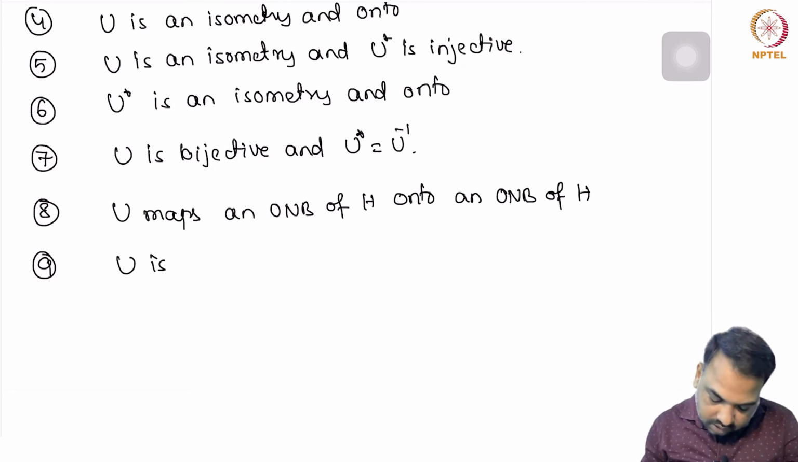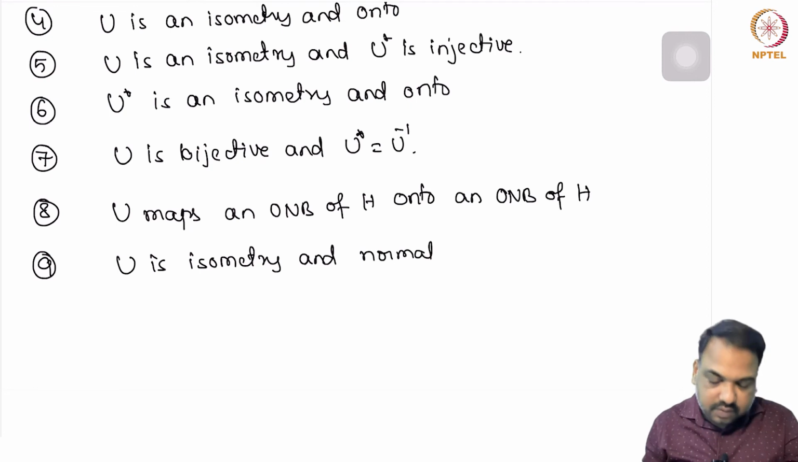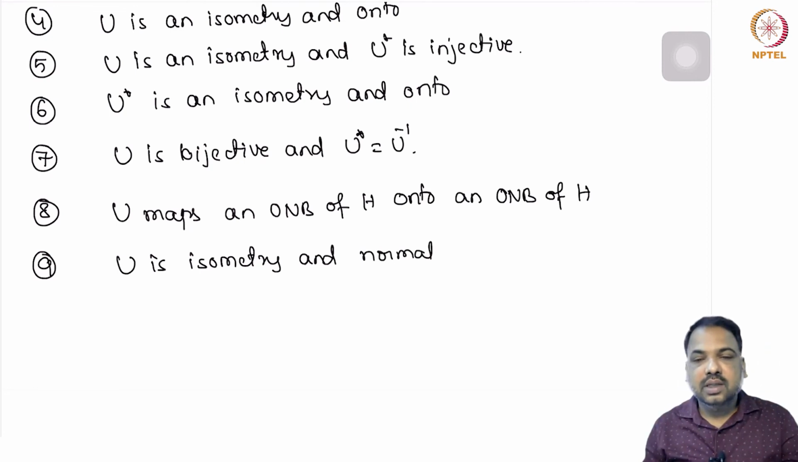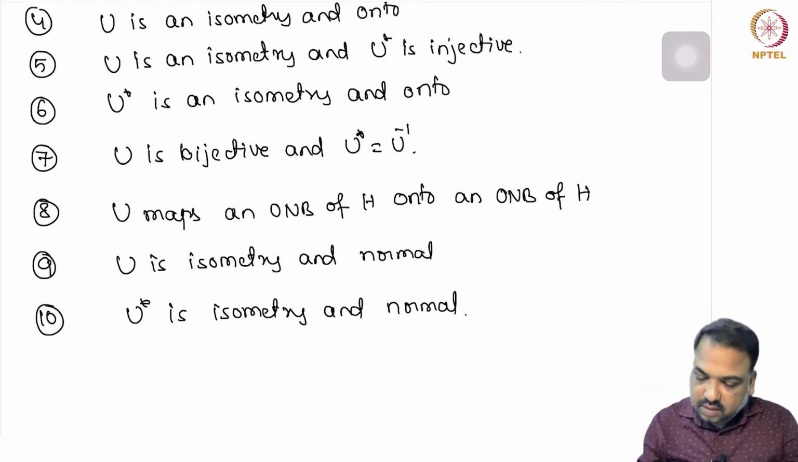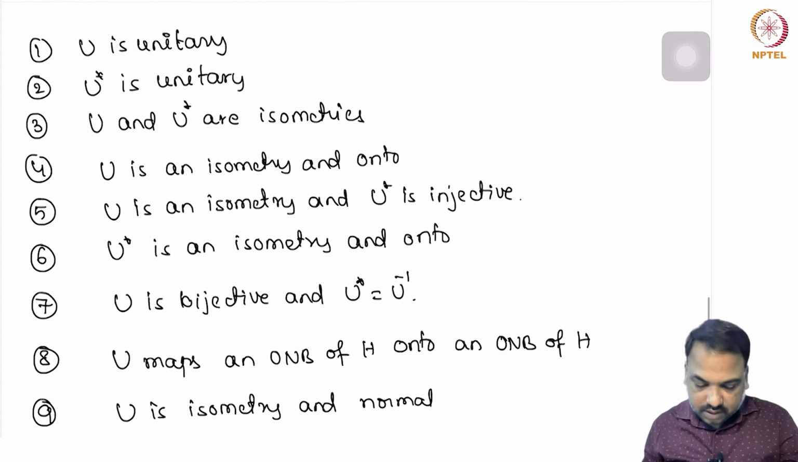So here again U is an isometry and normal. If U is isometry, then U star U is identity. If U is normal, then U star U equals U U star. So automatically it becomes unitary. 10th equivalent condition is U star is also isometry and normal. So these are the equivalent conditions for an operator to be unitary.